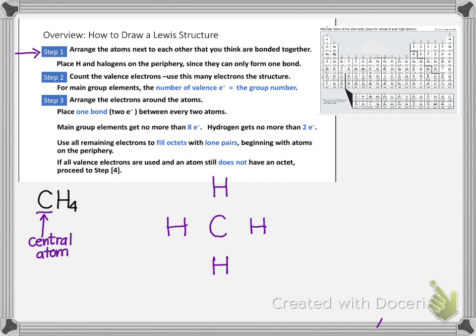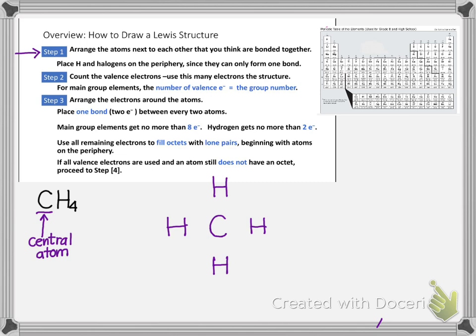Lewis structures show us the bonding. They can be used, and we will use them to help predict shape, but the Lewis structure does not have to have its bonds drawn in specific angles. Okay, so back to the steps. That's the first step, what I just did. I took my molecular formula, chose the central atom as the first element, and wrote everything around it.